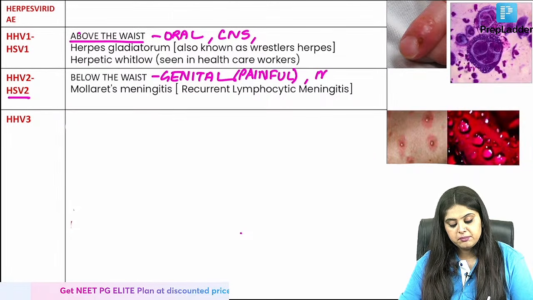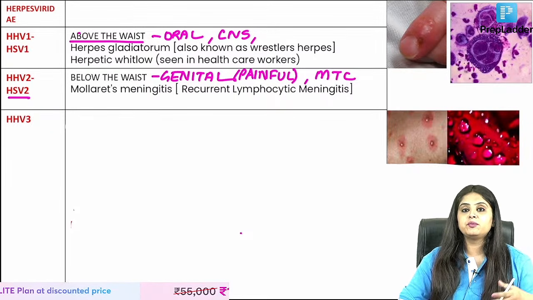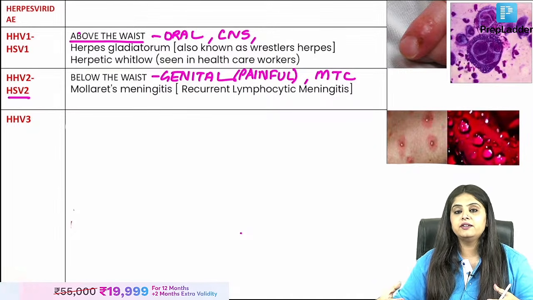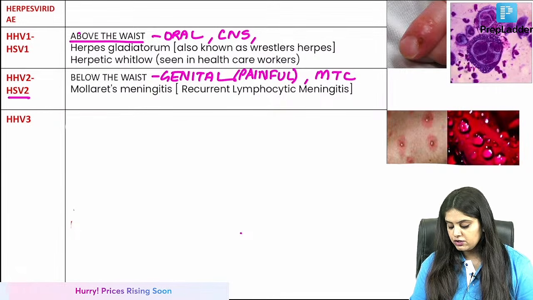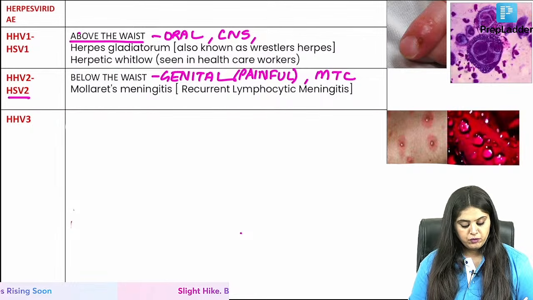And also if they say mother to child, like during delivery from the mother's vagina, if there is an exposure to the child during the delivery, that is also going to be below the waist. So that will also be HSV2. Neonatal, yes. Now moving on further.